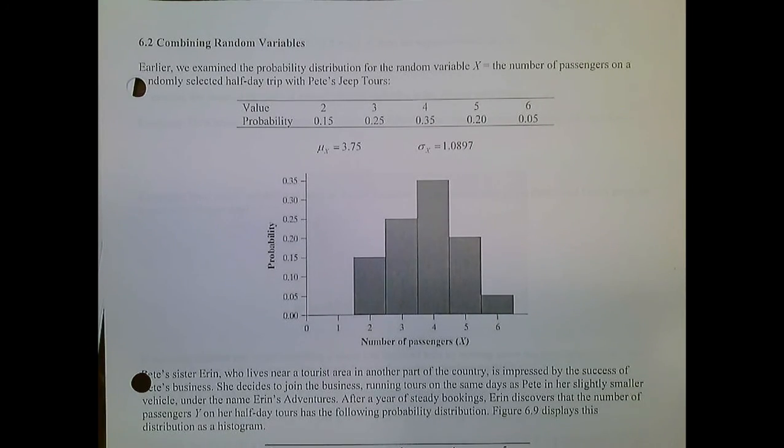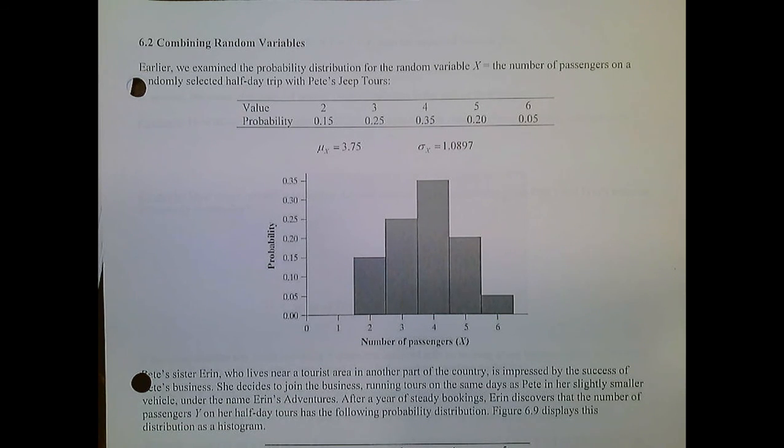In this lesson, what we're going to be looking at is what happens if we were to, rather than add or subtract a constant, add or subtract another random variable. So we're taking two different random variables, with perhaps two different distributions, and combining them in some way. We're going to go back to the example that we were using before with Pete and his Jeep tours.